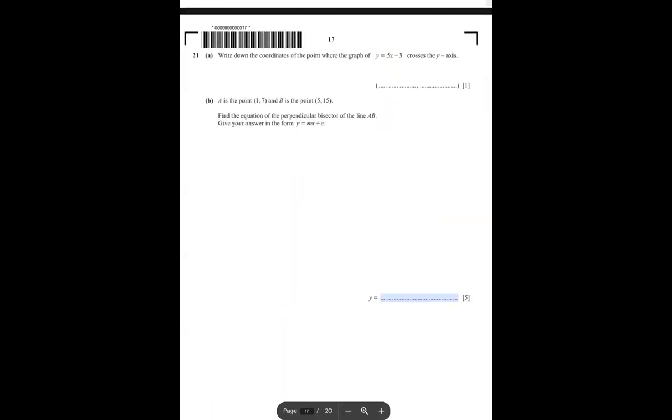Okay, perpendicular bisector. Again, this sort of question tends to come out every year, so just prepare your coordinate geometry. Write down the coordinates where the graph crosses the y-axis. When a line crosses the y-axis, your x equals 0. Similarly, to find where the line crosses the x-axis, you let y equals 0. So when x equals 0, we substitute, y equals negative 3. This should be 3 marks.